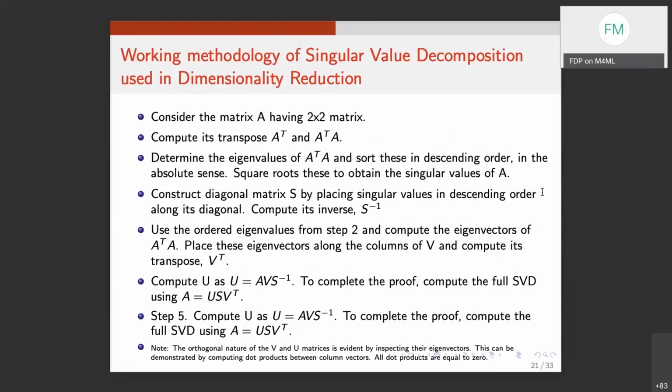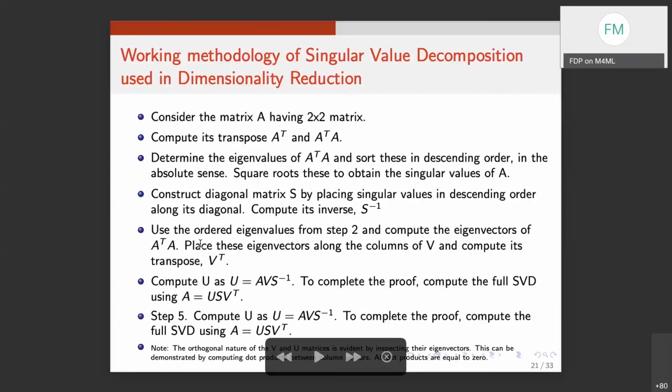So let's suppose I consider a 2 cross 2 matrix. You compute its transpose. A is a matrix, A transpose, and then compute A transpose into A. Then determine the eigenvalues of A transpose A and sort these in descending order, right? Then take the square root of these to obtain the singular values of A.